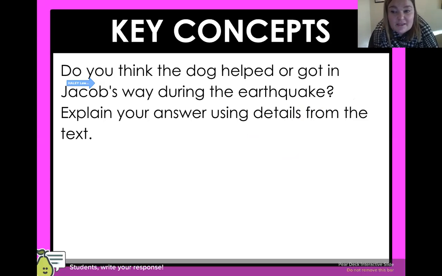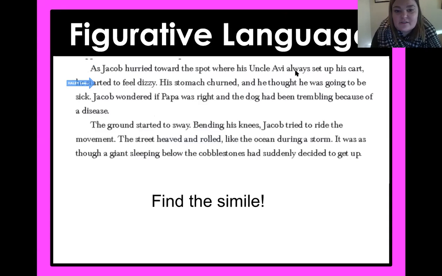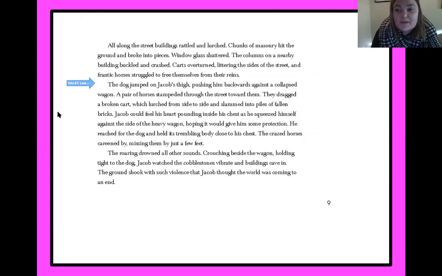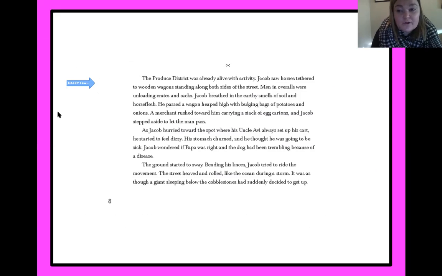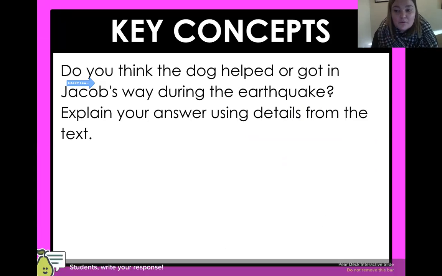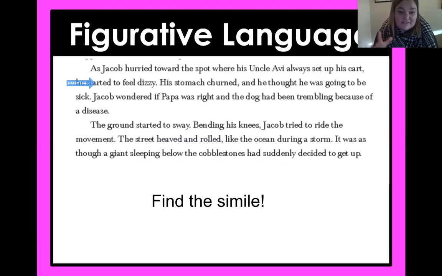So I want you to think, after reading these pages, do you think the dog helped Jacob or just got in his way today? Go back in the text, find those details, especially just in those pages today. How did that dog help him or get in his way? Now, what we're really focusing on today is that figurative language.